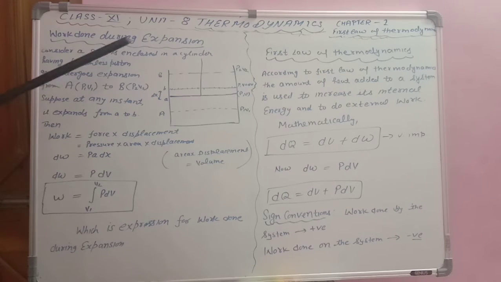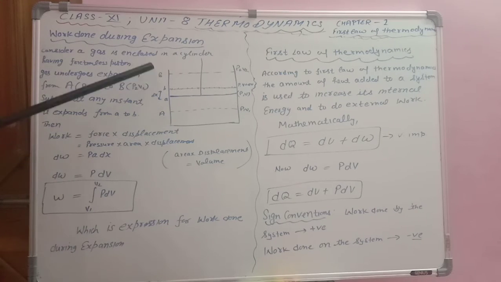So we have taken a gas in a cylinder having a frictionless piston. Frictionless piston means that the piston may go up with the pressure. It is not the case that the piston is fixed and cannot move. It can move, it is frictionless, and weightless also. So it undergoes expansion. Then the gas molecules will push the piston in the upward direction.